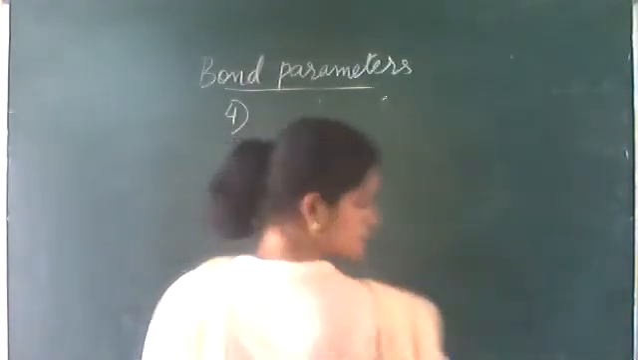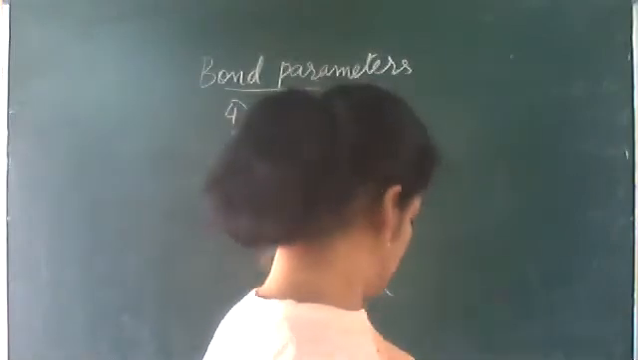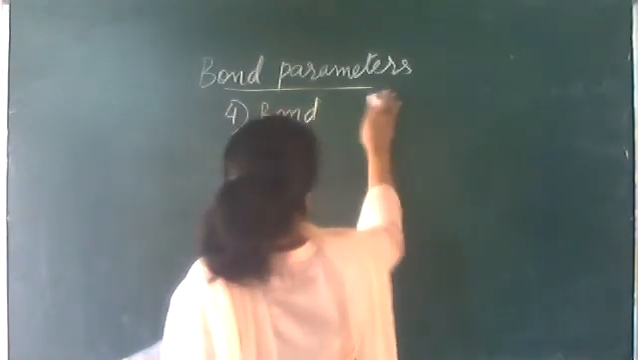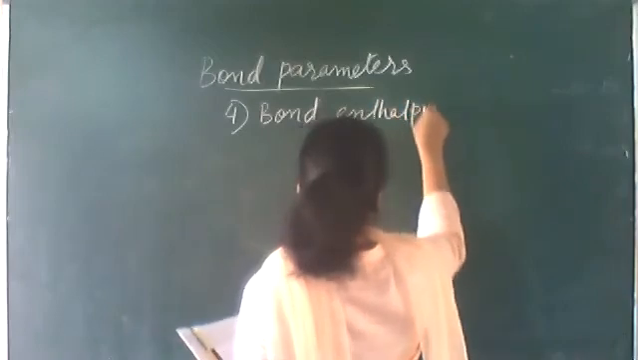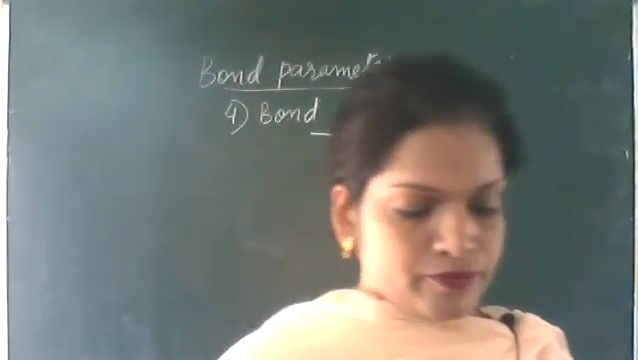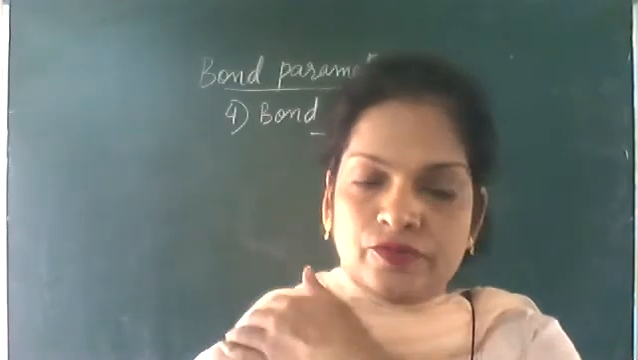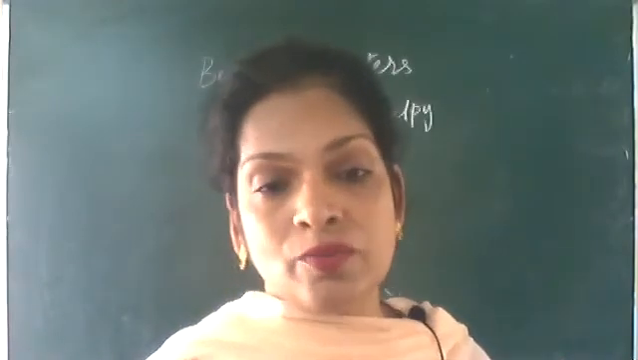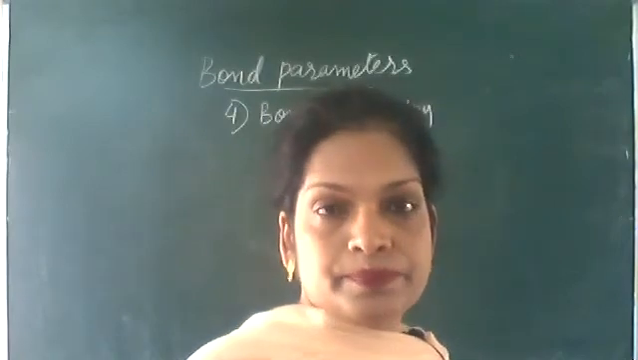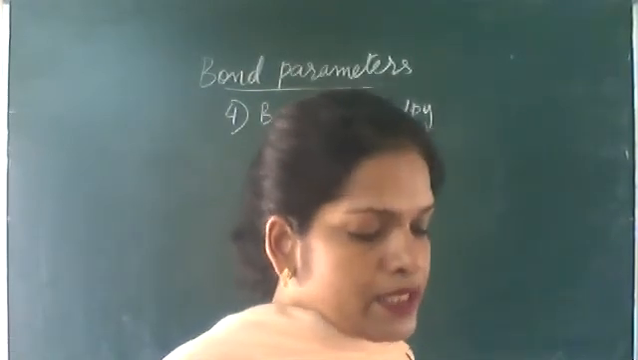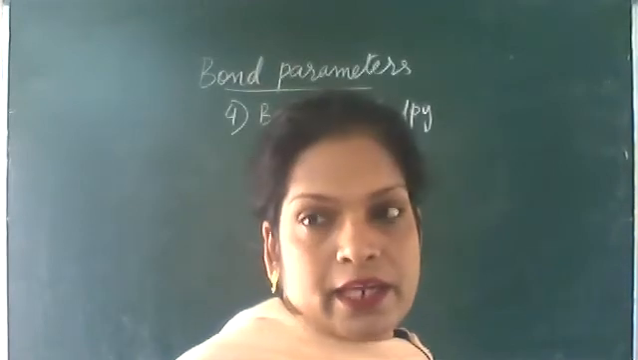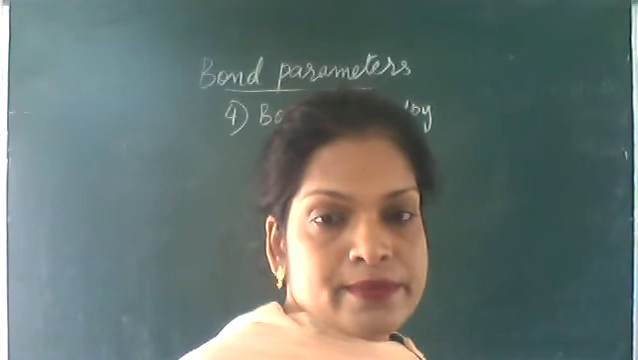Next bond parameter is bond enthalpy. It is the amount of energy required to break 1 mole of bonds, 6.022 times 10 to the power 23 bonds of a particular type, between two atoms in gaseous state.